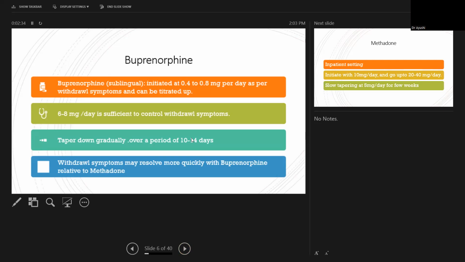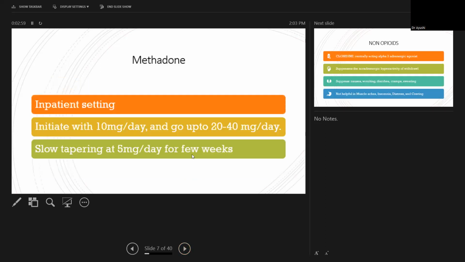Buprenorphine is initiated at 0.4 to 0.8 mg per day as per withdrawal symptoms, and then it can be titrated up. 6 to 8 mg per day is sufficient to control withdrawal symptoms, and we taper down gradually over a period of 10 to 14 days. Withdrawal symptoms with buprenorphine resolve faster as compared to methadone. Methadone we do in an inpatient setting, and we initiate with 10 mg per day, and slowly titrate up to 20 to 40 mg per day, and slow tapering is done at 5 mg per day for a few weeks.